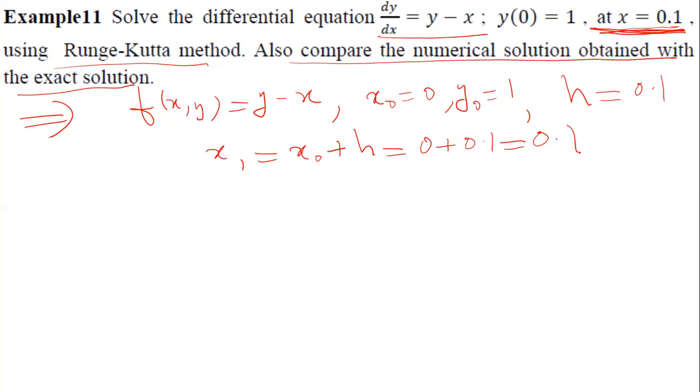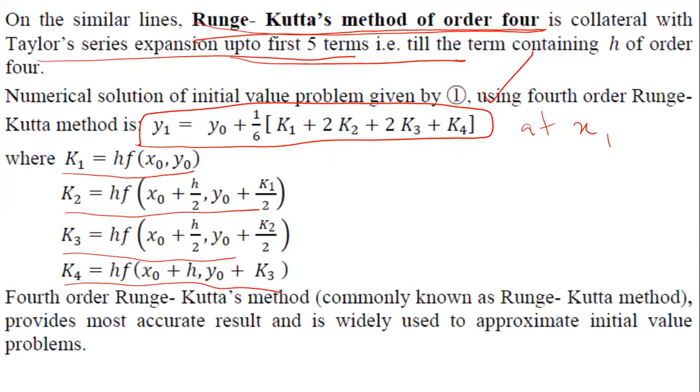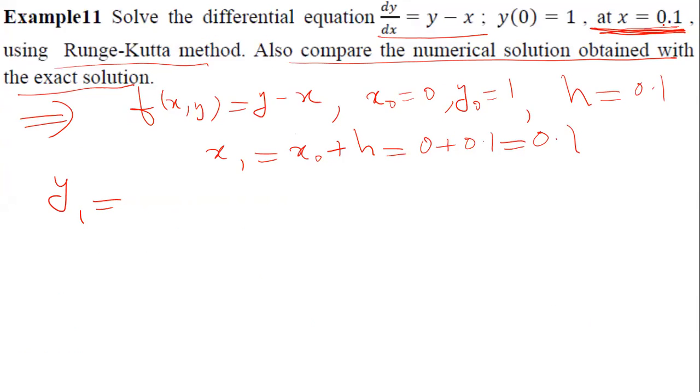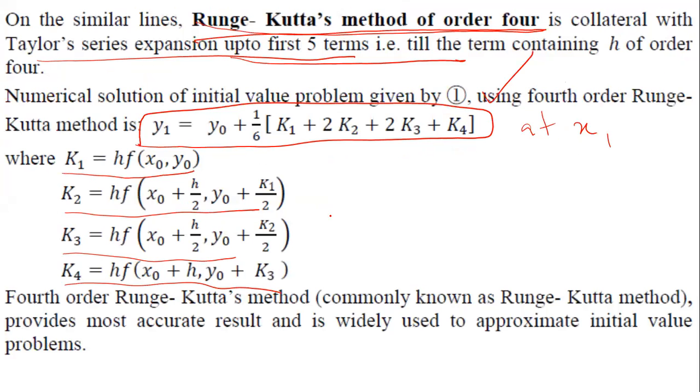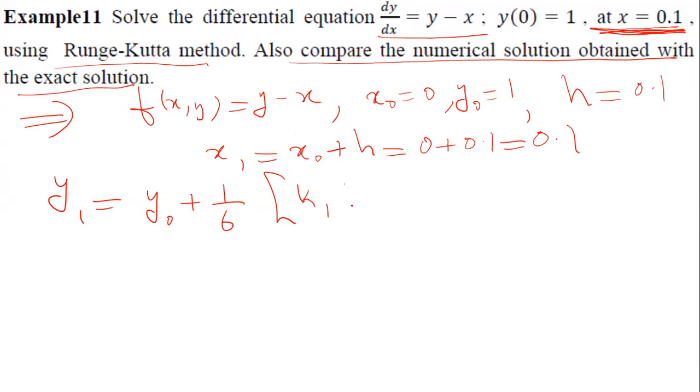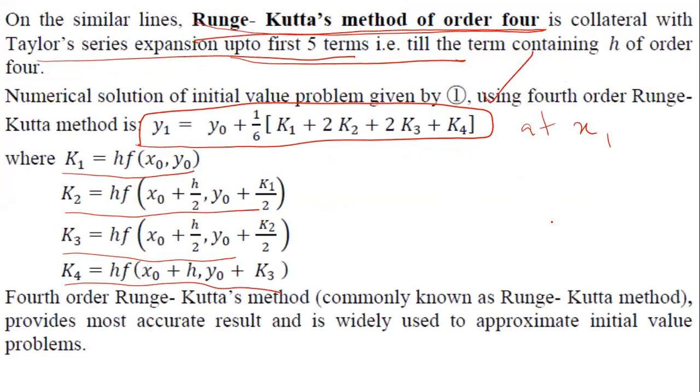Like that, you can arrive at this point. x1 is 0.1 now. In order to find the value of y1, the value of y at x equal to 0.1, you can simply use this Runge-Kutta method of order 4. y1 is y naught plus 1 upon 6 into k1 plus 2k2 plus 2k3 plus k4. So this is the formula you're going to use.